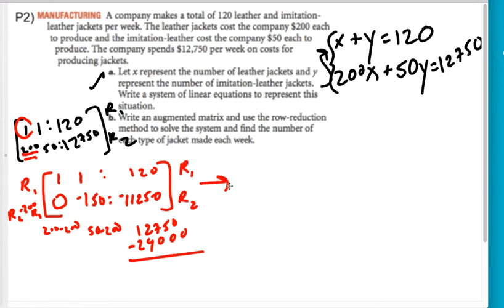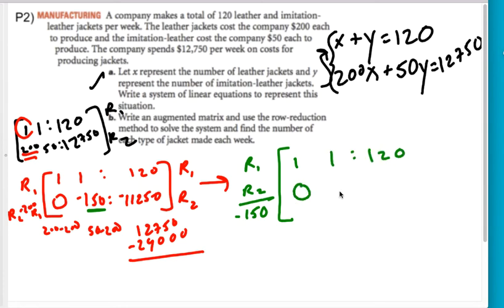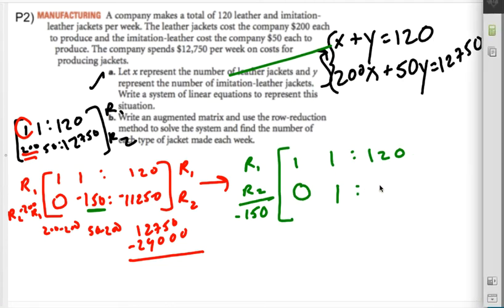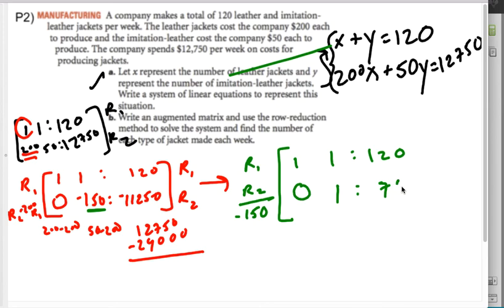The reason I was dividing is because what I really want is for this to be a 1. So I'm going to leave R1 the way it is, but I'm going to take my R2 and divide it by negative 150. When I do that, I get 1, 1, 120. I get 0, 1, and then 75, because the 11,250 was also negative, so I get a positive 75. Cool.